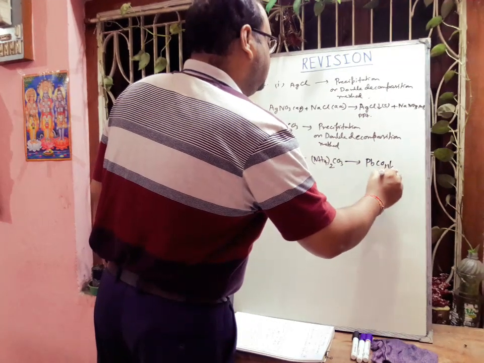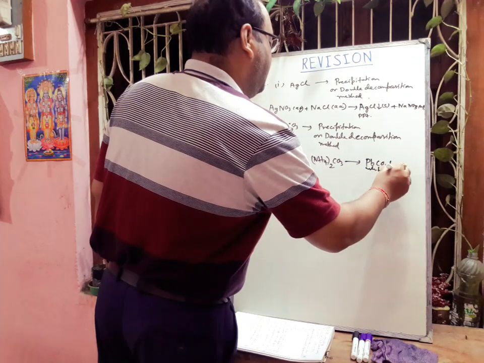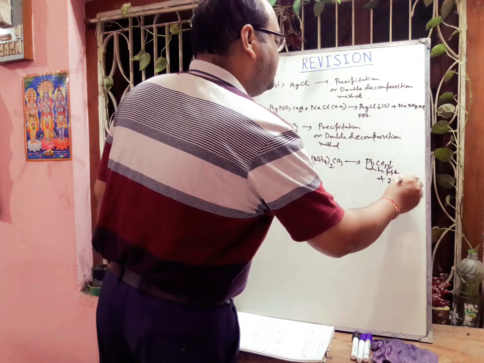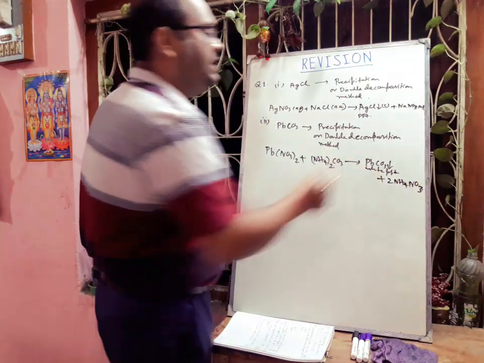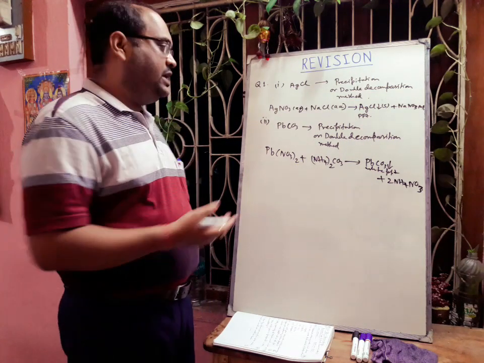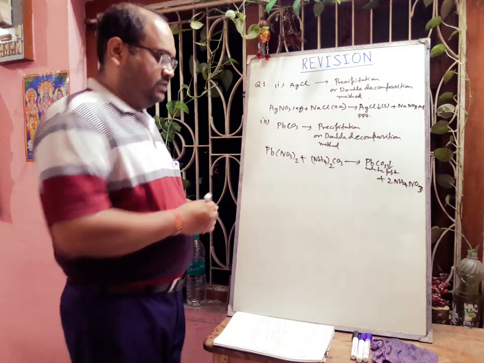plus we will get ammonium nitrate. So ammonium nitrate will be in the solution and we have to filter the precipitate of lead carbonate. Then if we dry, we will get the lead carbonate. So the method name is precipitation or double decomposition method.